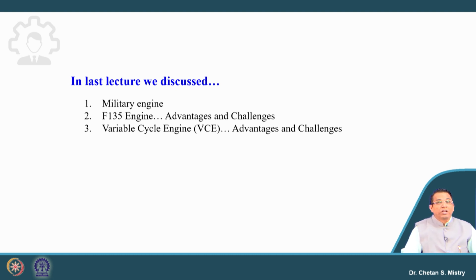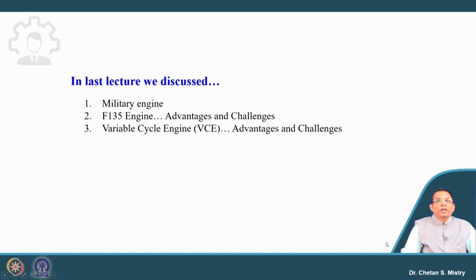Do not get confused in terms of cycle. As we have discussed, this has nothing to do with the thermodynamic cycle. This is the operating cycle, meaning the turbojet cycle and the turbofan cycle. We would like to have the benefits of both. We know the benefit of the turbojet engine: higher thrust. In the turbofan engine we are looking for fuel economy. For future generation aircraft we are looking for both as our requirement.